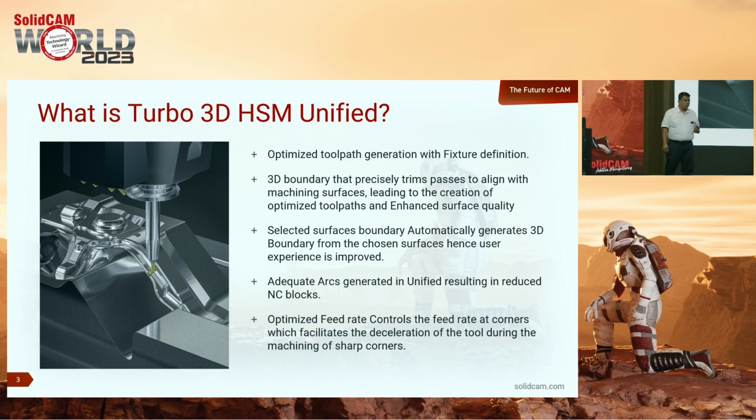Another very important thing that we have inside turbo, the unified engine, is the feed rate, which keeps automatically adjusting based on the geometry that is being machined. So if you're going into a very tight corner, the feed rate automatically drops to go around that corner much more easily without damaging the tool. So this is a feature inside the unified engine.